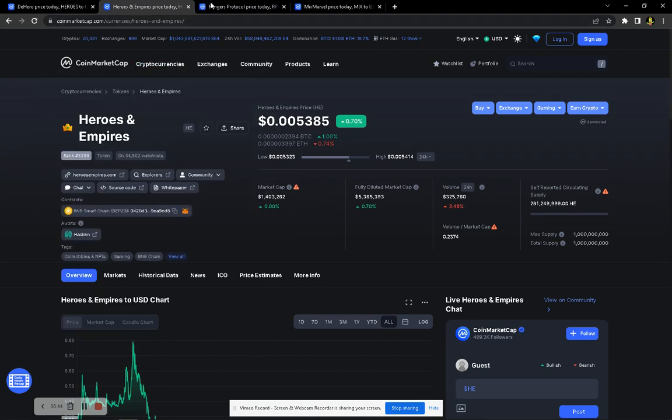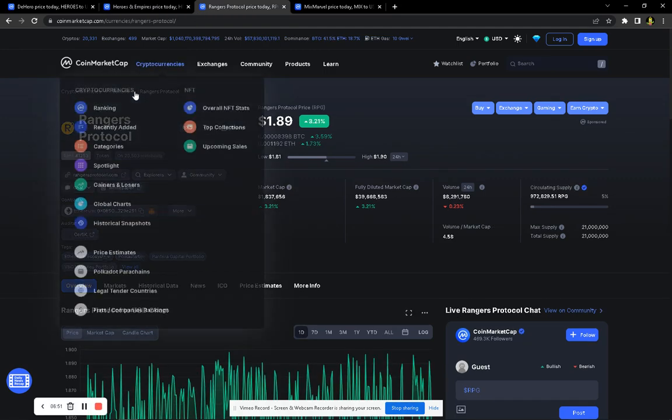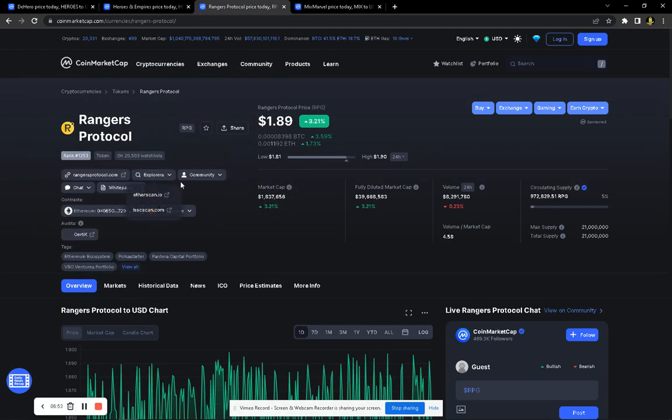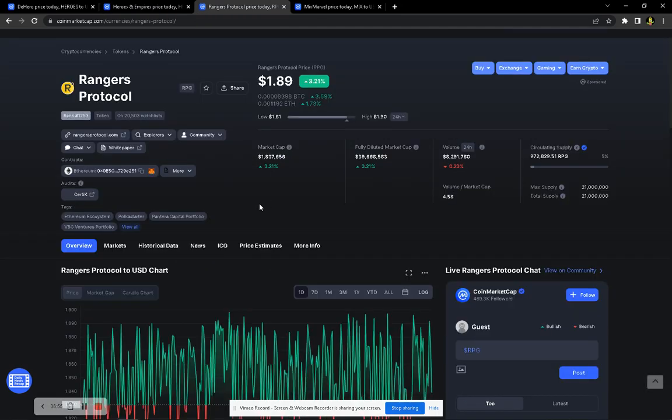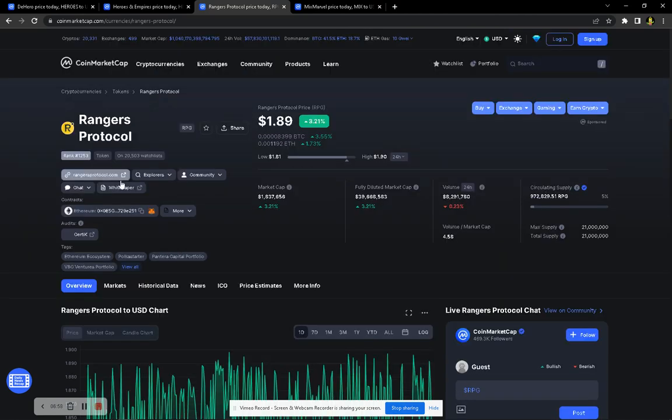So I'm going to show you Rangers Protocol. This is a layer 2 that Dehero is going to be building on. This project is only a year old. I think not even a year old. I don't know. The current price right now is $1.89. It's on the Ethereum blockchain, and it's also on the Binance Smart Chain.